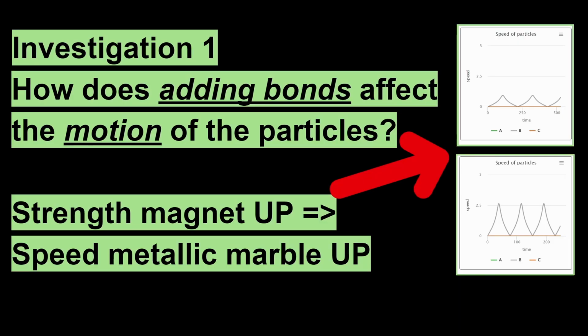So the conclusion of investigation 1 involving this simulation: how does adding bonds affect the motion of the particles? As the strength of the magnet increases, the speed of the metallic marble increases. But notice, because there's no friction in this system, the metallic marble oscillates as shown in these speed diagrams.